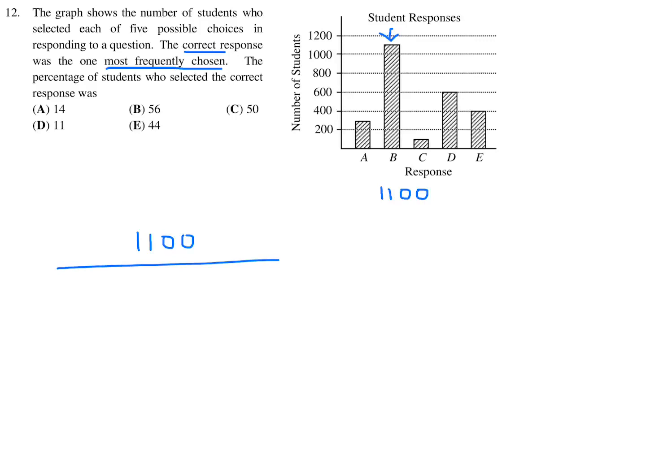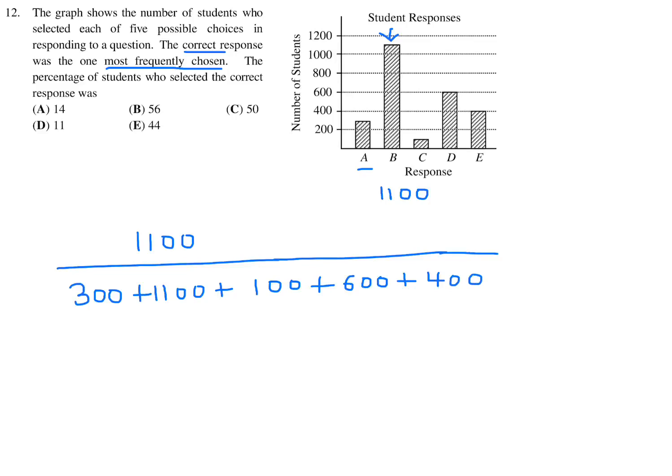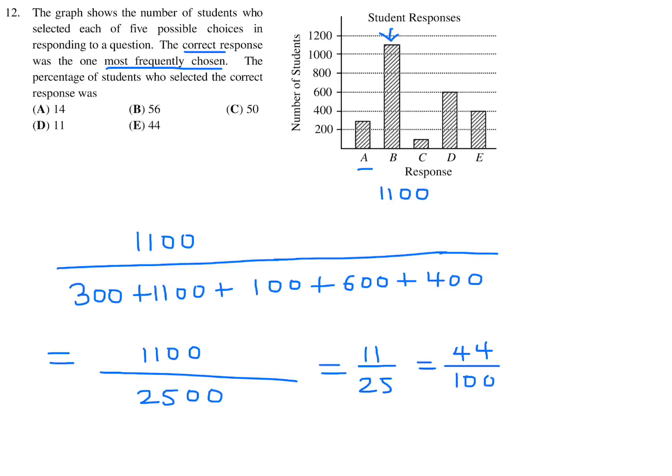So what's the total? A is about 300. B is 1100. C looks like 100. D is 600. And E is 400. So this is 1100 over 2500. And this becomes 11 over 25. And if you multiply top and bottom by 4, you get 44 over 100, which is exactly 44%. So the answer to this question is E.